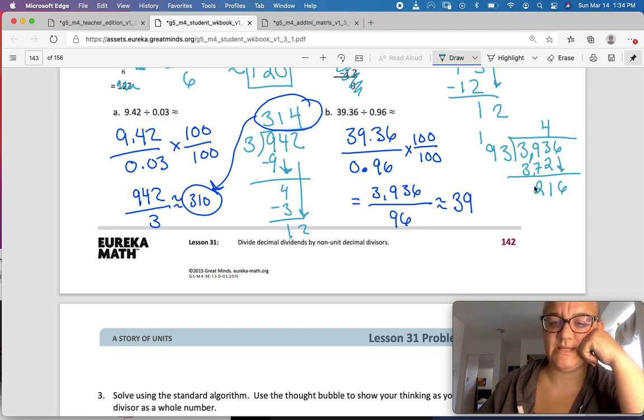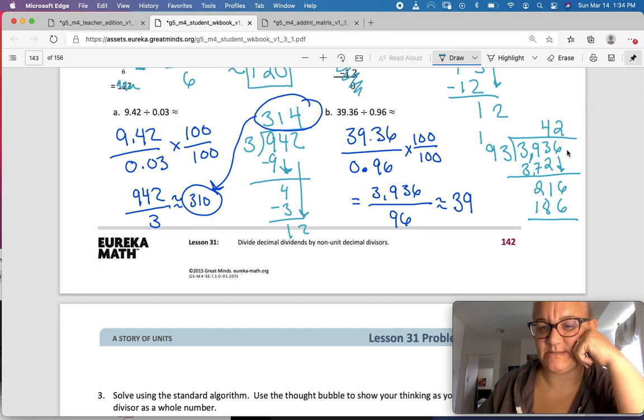Now 93 into 216 is probably 2 times. Okay, 2 times 3 is 6, and 2 times 9 is 18. Now I'm going to have to add some zeros here. So I'm going to add a decimal and a 0 and a decimal here. I'm going to bring down that extra 0. And I've got 300 here.